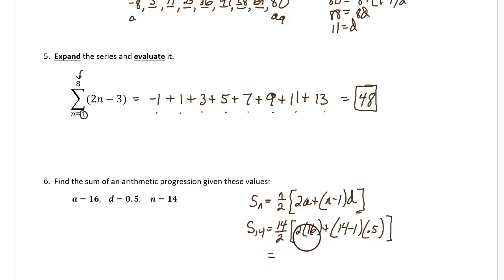Now take a calculator to evaluate this. Inside the brackets, 2 times 16 is 32. 32 plus 13 times 0.5 makes 38.5. Then multiply that by 7. So the final answer is 269.5.